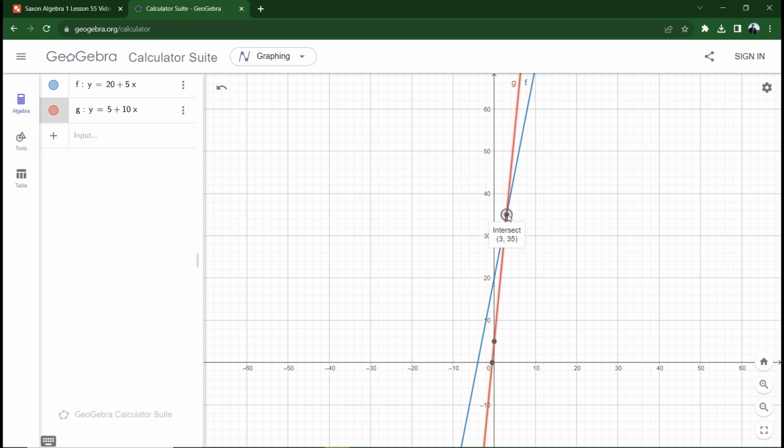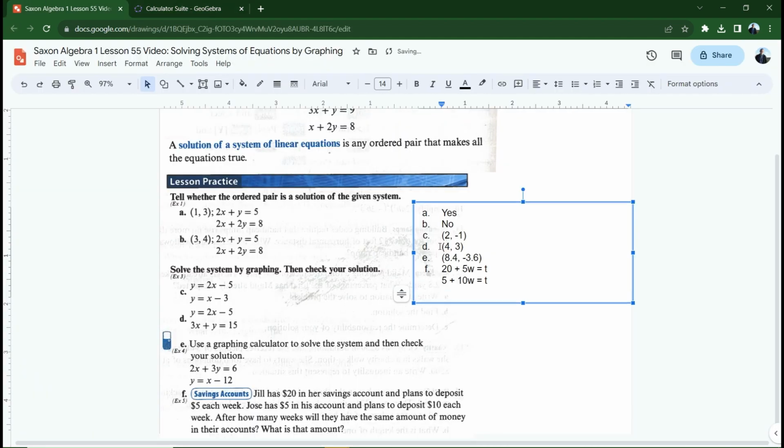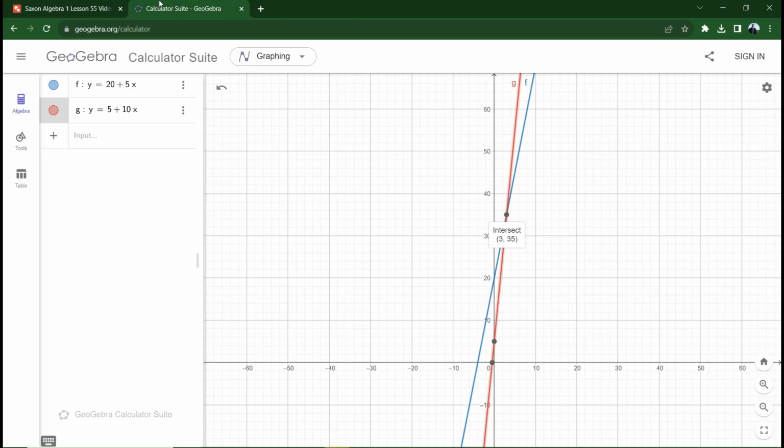There. They cross, so at 3 weeks, they both have $35 in their account. So 3 weeks is the amount of time, and then $35 is the amount of money that they have in their accounts. That's what the intersection of this graph tells me.